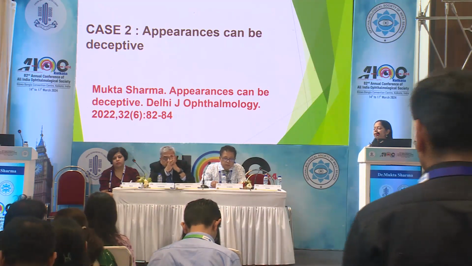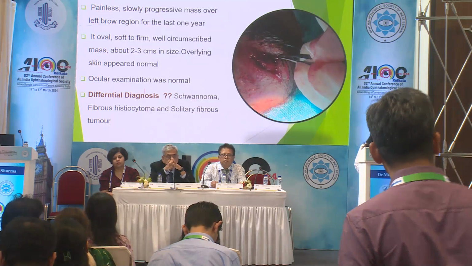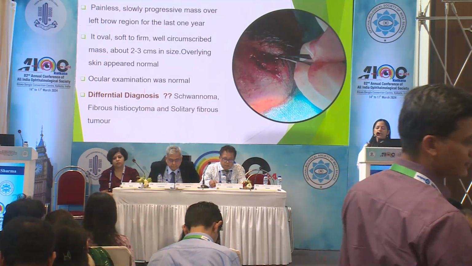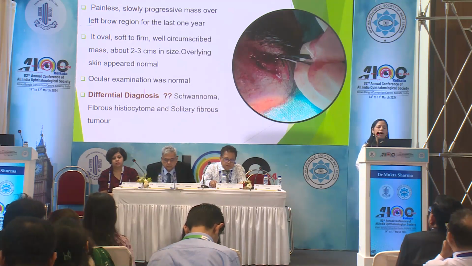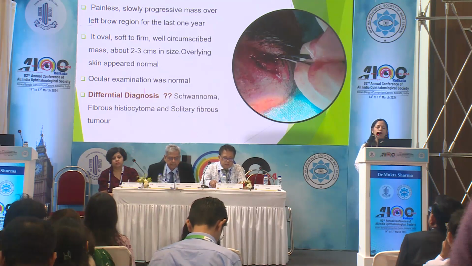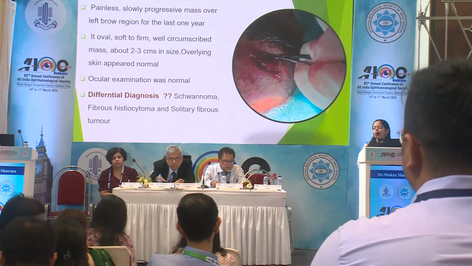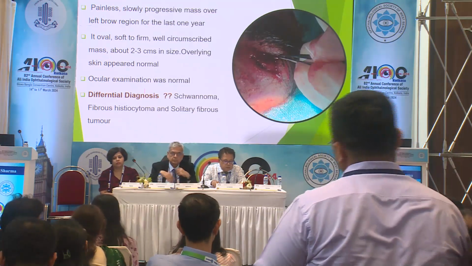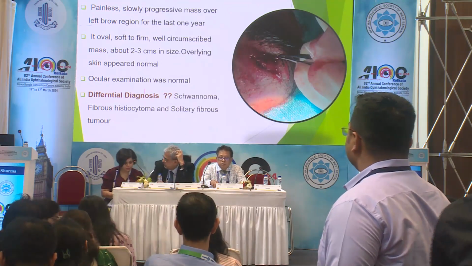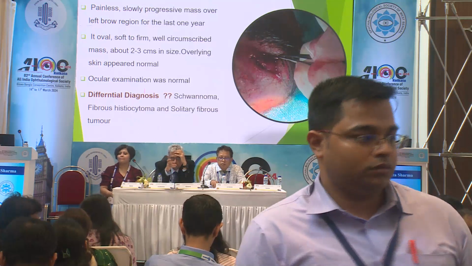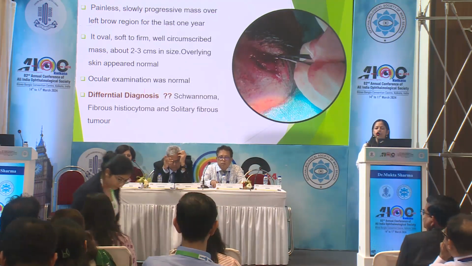The second case is that appearances can really be deceptive. Again, a 40-year-old male presented with a slowly progressive mass just below the left brow region in the orbital part of the eyelid. The mass was oval, soft to firm, well circumscribed, about 2 to 3 centimeters in size. The overlying skin was normal. I don't have the pre-op picture because we didn't think it would turn out to be something like this. And what could be the differential diagnosis of such a nodule? Was it a solitary neurofibroma or any fibrous tumor?